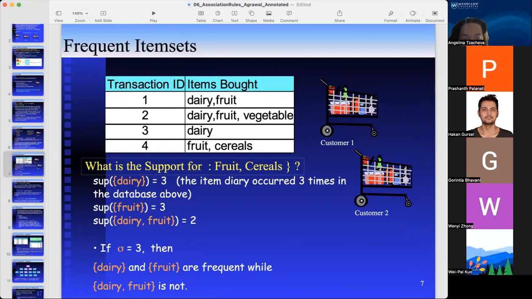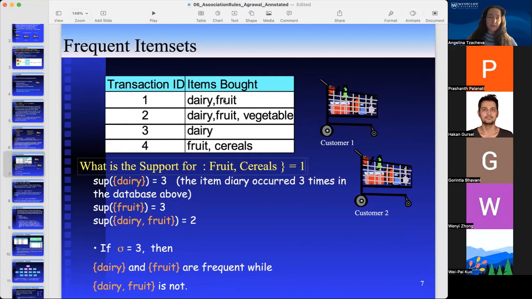Okay, so can anybody answer this question? Looking at the data here, how many times do we have fruit and cereals? Anyone? We only have it one time, in transaction number 4, right? Fruit and cereals? Only one time.